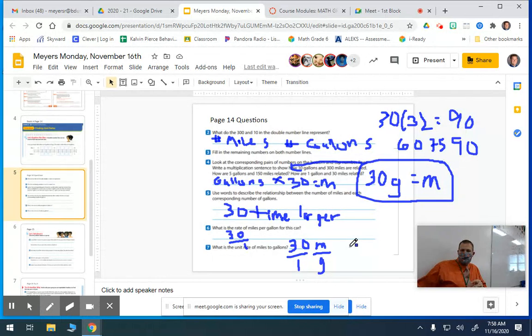And ratio, if it said write an equivalent ratio, you could pick any one of those things from our double number line. It could be 60 over 2. It could be 270 over 9. Those are all ratios, right? The rate is how much per one. That's the simplified ratio, which is 30 per one. And the unit rate is 30 per one. It's the same because we have two different units here, miles per gallon. All right? What do we got over on the next page?